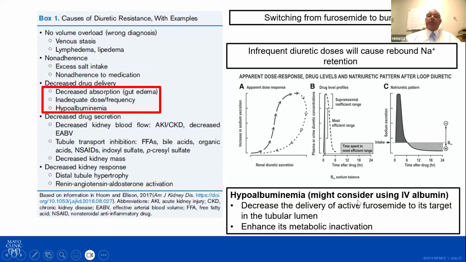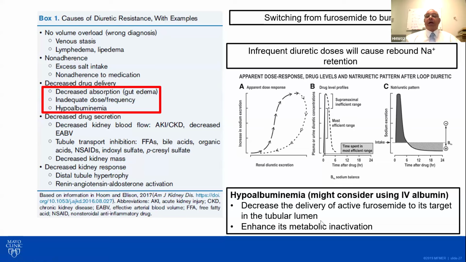The other important thing, which is very common in patients with cirrhosis, is hypoalbuminemia. As we said, the diuretics are bound to albumin. The portion that is bound to albumin gets delivered to the proximal tubule, luminal, from the blood side, and requires the organic anion transporter. So if you don't have the shuttle, you don't have the bus that takes the diuretic to the organic anion transporter, there will be decreased delivery.